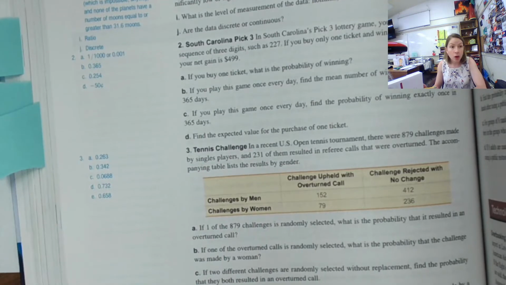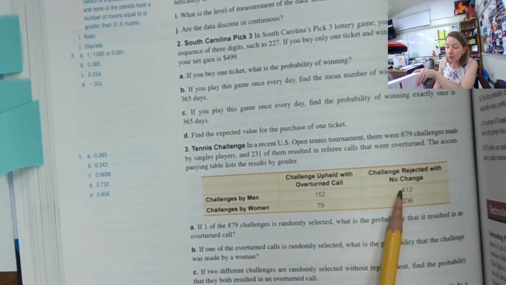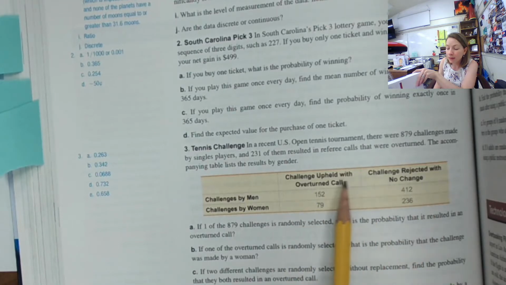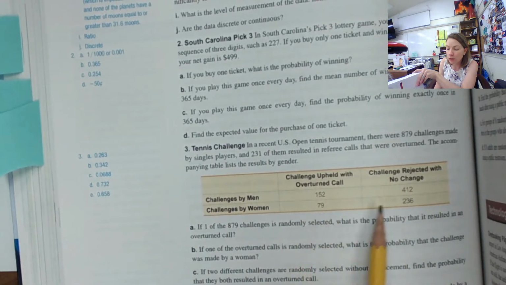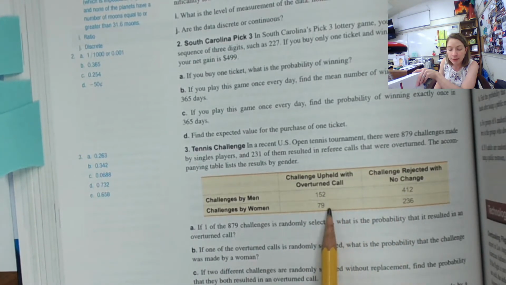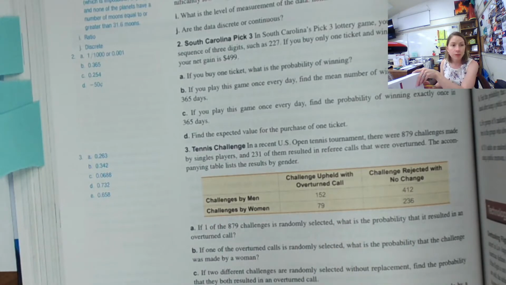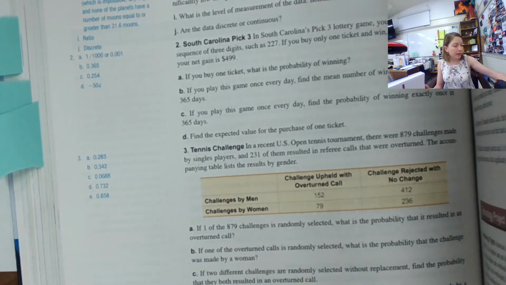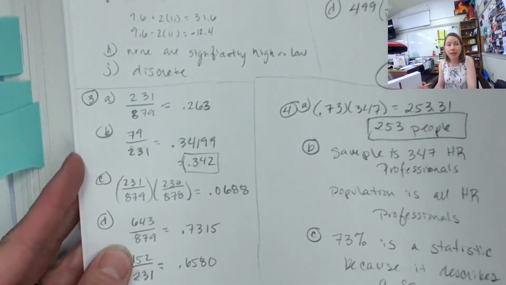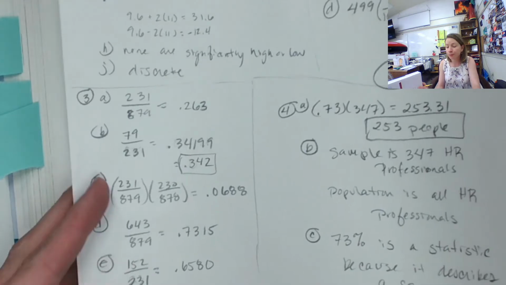The next one is, what is the probability it was made by a man or upheld with an overturned call? So that's going to be these 3 things added together, right? Because these are the challenges made by men, and then these are the overturned calls. I don't just want to take this total and add them together, right? Because I would double count this. So I can just add these pieces, or I can take my totals and then subtract that 152. But we end up with 643 out of the 879, so 0.7315.